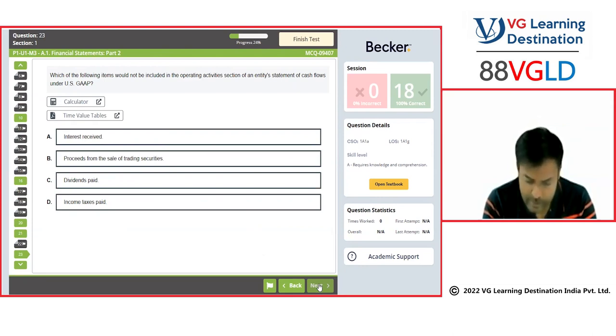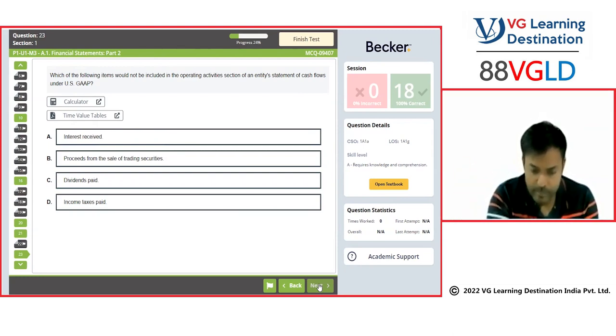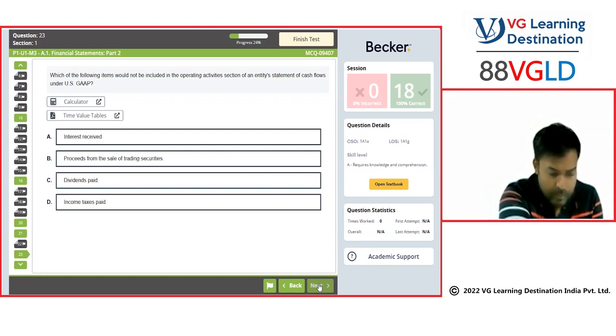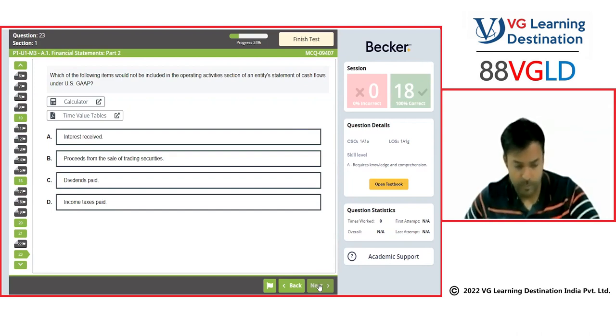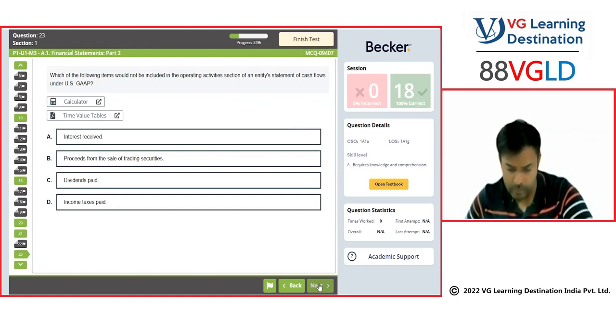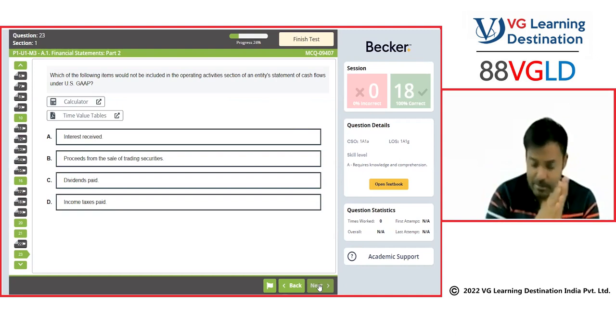Try the rule of elimination in this case, guys. That means anything which is not looking correct to you, start deleting that and then find what should be the answer. So interest received, where will it go, Manish? When you're saying it is not OA, where will it go? See all the options, guys. You will easily get the answer.